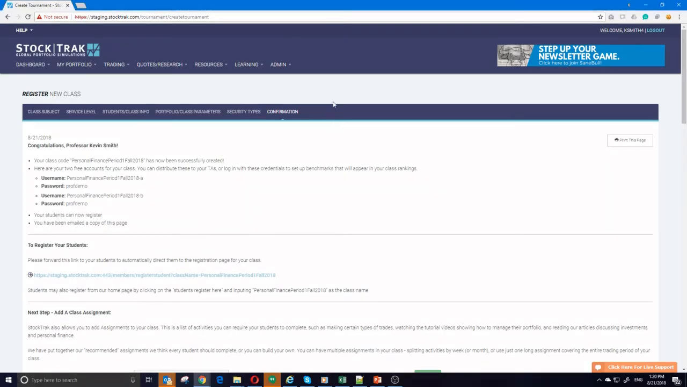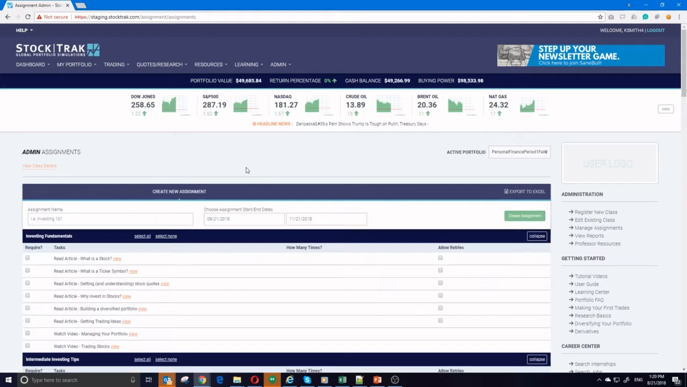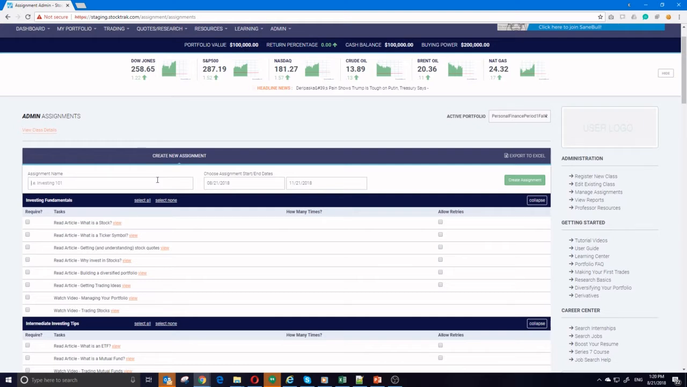Once you've created your class, you can go to Admin at the top menu and click Create View Assignments. The way it works is first you're going to have to create a new assignment. Each assignment you create will have its own name. For example, Week 1 assignment. And you'll choose the start date when your students can first start working on this assignment and its due date. Since I set this to be Week 1 assignment, I'll have this last just 1 week.